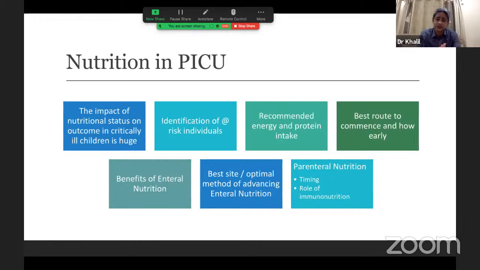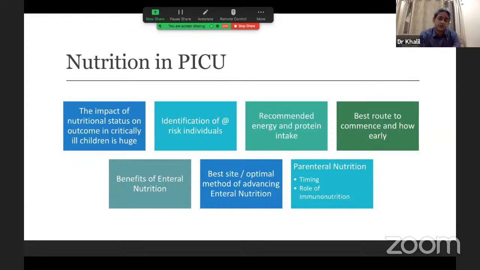This is the most important aspect. So, what are the benefits of enteral nutrition? As I said, enteral nutrition maintains gut integrity. It prevents translocation of the bacteria. Now comparing the best site, whether it should be gastric or post pyloric feed, again it has been seen that hardly it makes any difference.